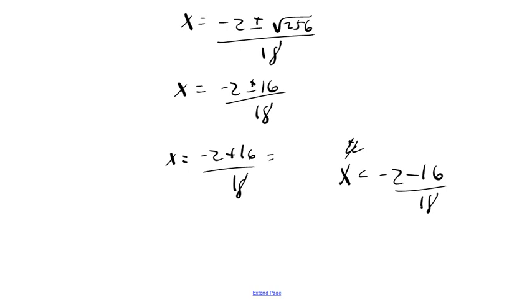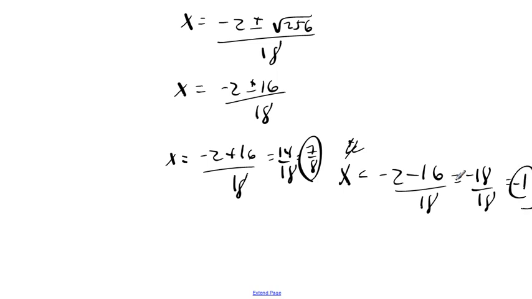Okay, so our first one right here is 16 minus 2, which is going to be 14 over 18. And I can divide the top and bottom by 2, so 7/9. And this guy right here gives us negative 18 over 18, or negative 1. So we'll have our 2 answers right there, which would be negative 1 and 7/9.